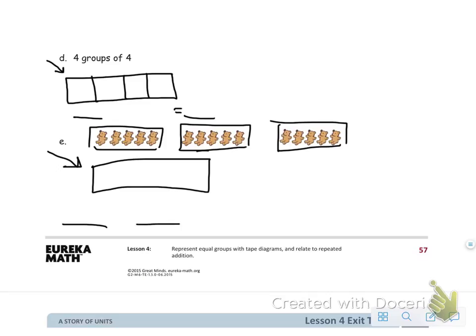Then come down here and do your repeated addition.